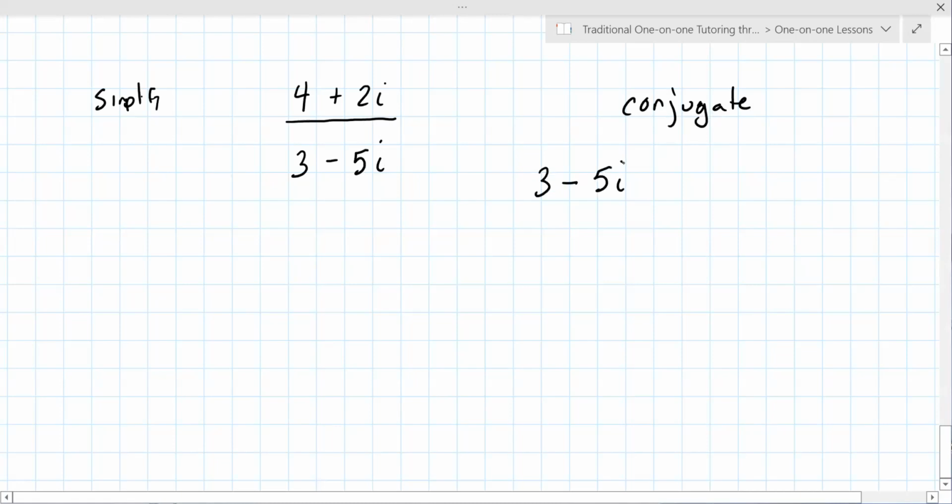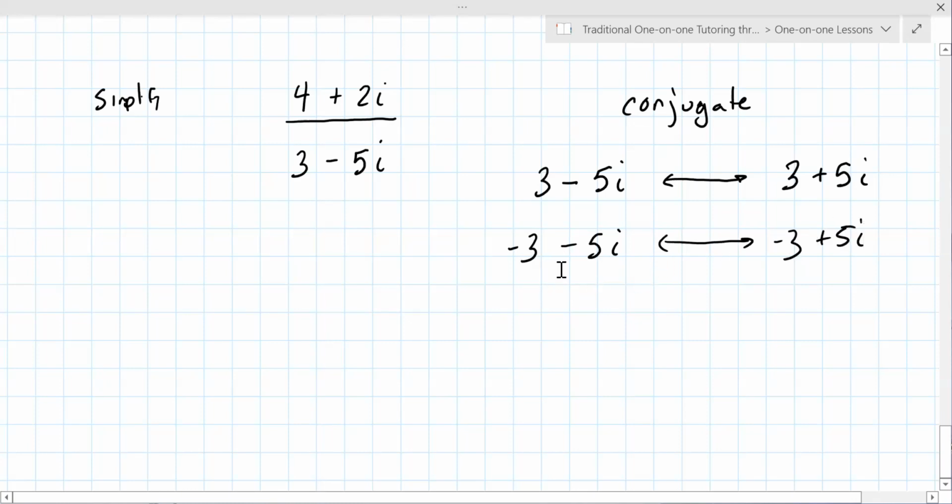The conjugate works both directions, meaning that the one on the left and the right are conjugates of each other. You only change the operator. So 3 plus 5i: whatever the operator is in the middle, that's what changes. Let's say it's -3 minus 5i. Well, it becomes -3 plus 5i. You just change the thing in the middle.